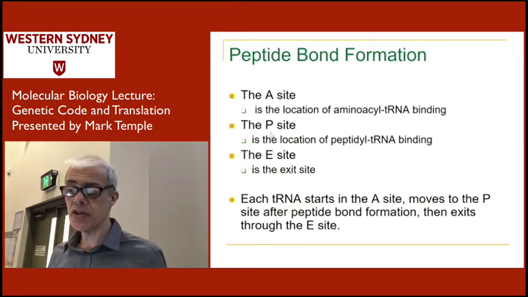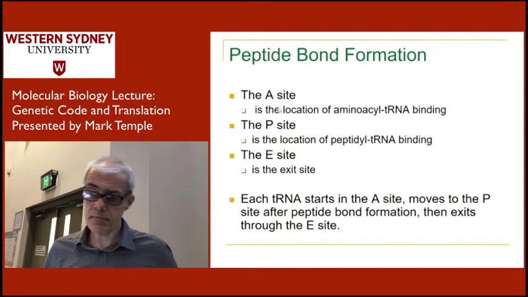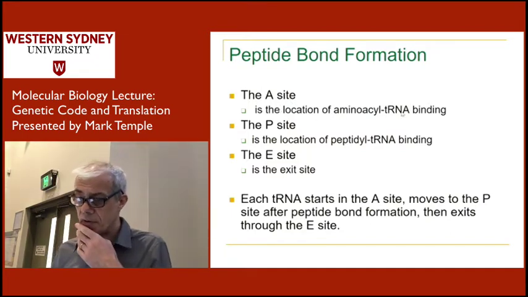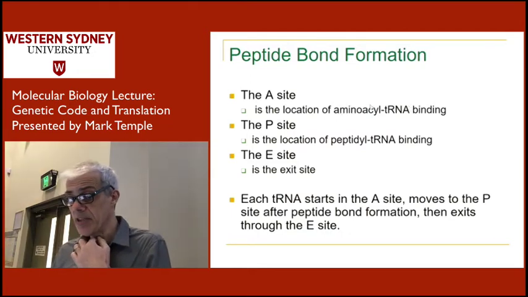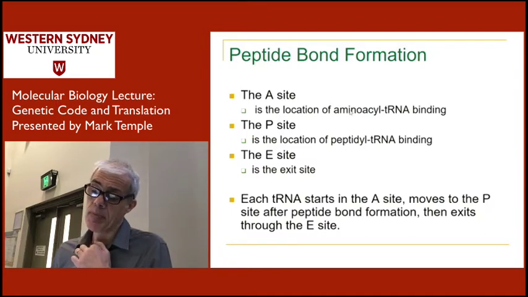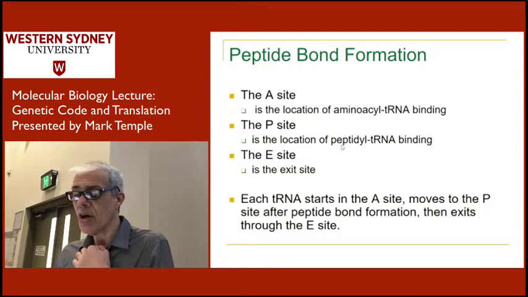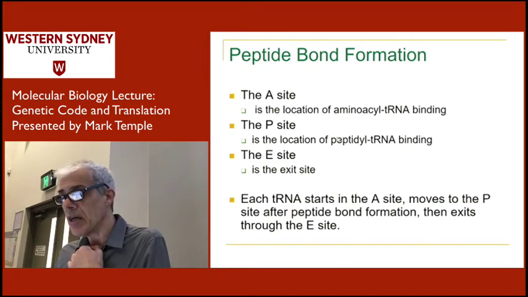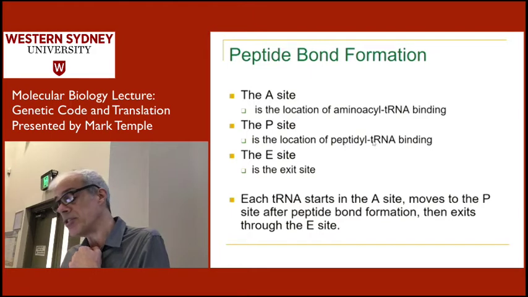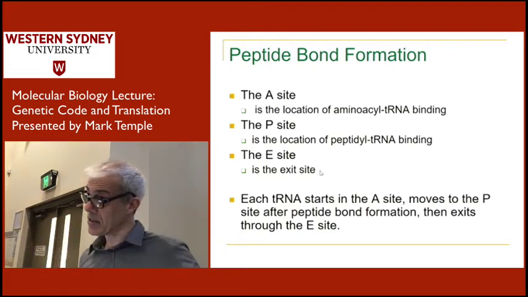What do these letters refer to? The A site is the location where the transfer RNA, which is attached to an amino acid, comes into the ribosome. The P site is the location of where the transfer RNA will be that is attached to the polypeptide, to many amino acid residues. So where the nascent protein is being made, that will be at the P site, and the E site is where the transfer RNA, once it's lost its amino acid, will exit the molecule.